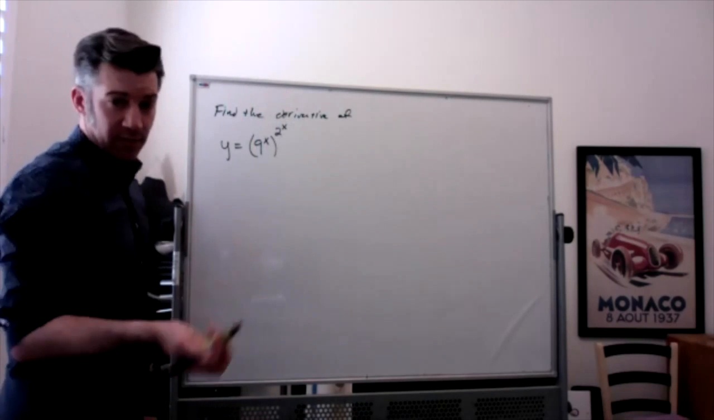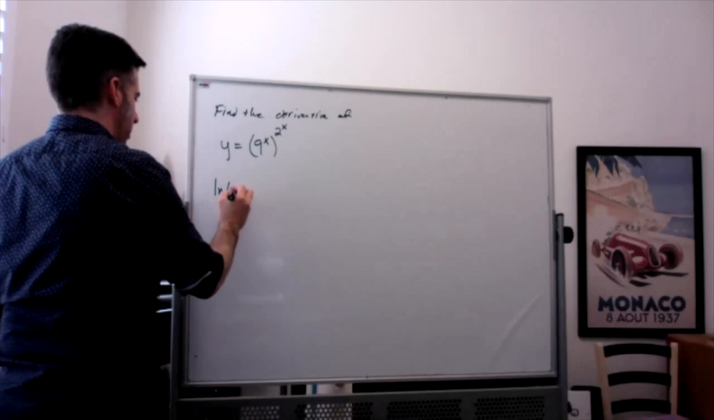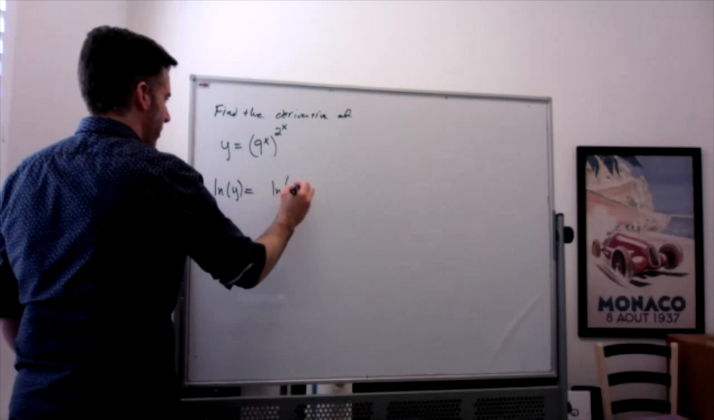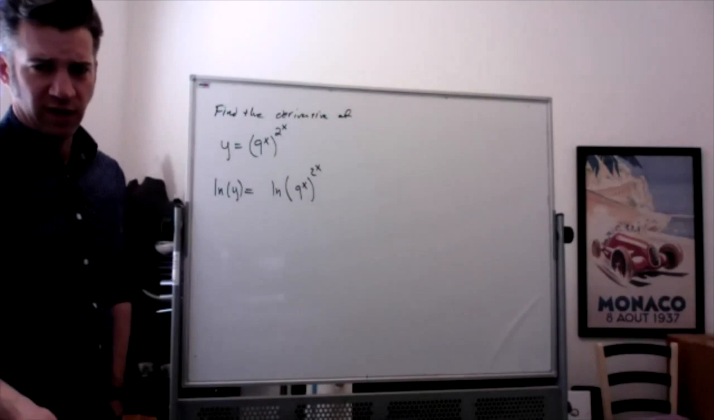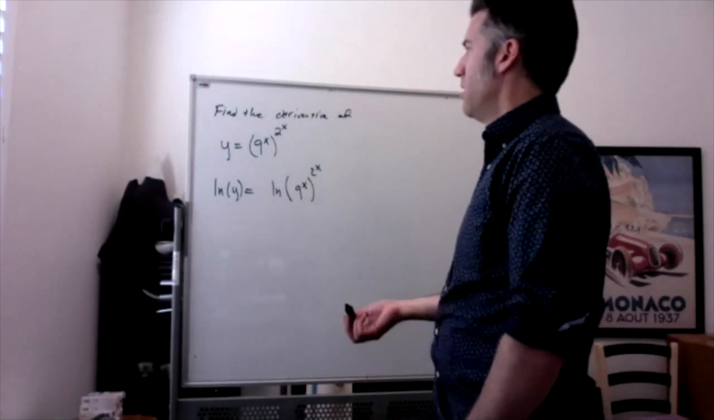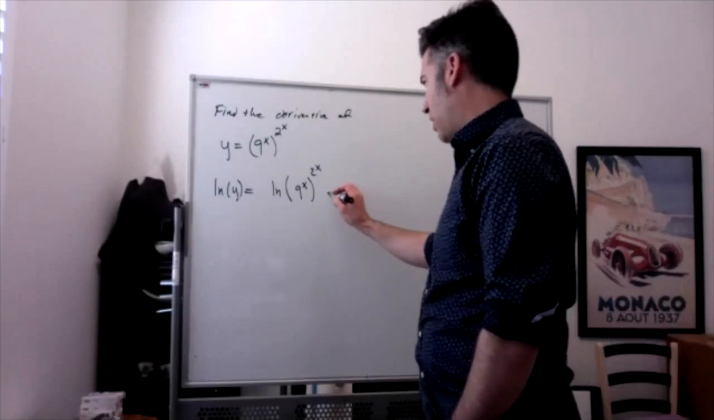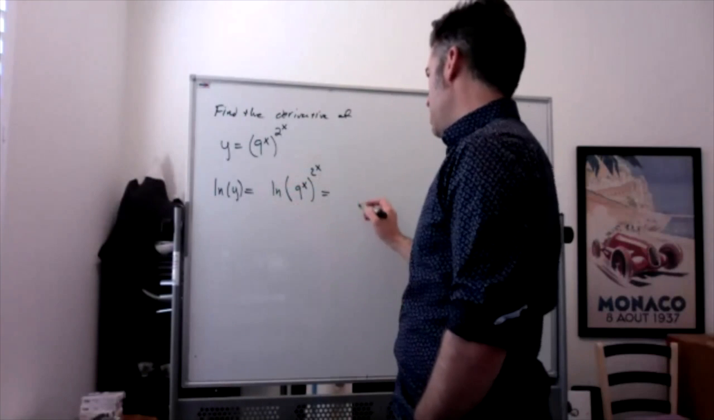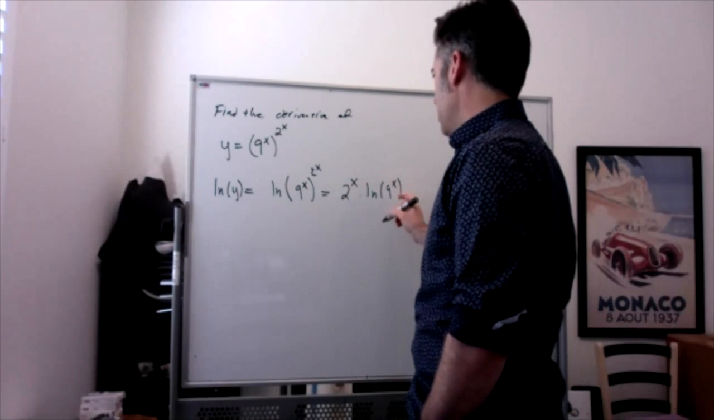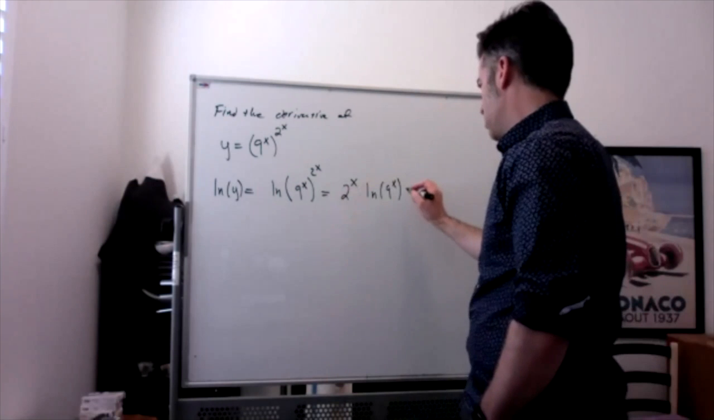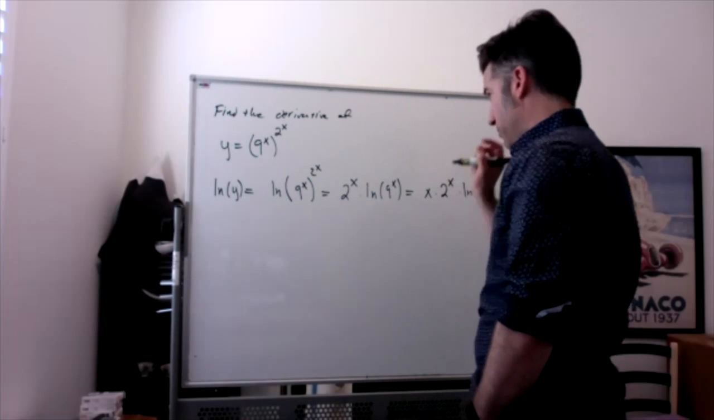Okay, so I'm going to do it definitely both ways. Awesome, cool. So the natural log of y equals the natural log of 9 to the x to the 2 to the x. Now this is a little bit super funky. Let's actually, I'm going to show you guys a few things here. So I'm going to bring down my power. So this is equal to 2 to the x times the natural log of 9 to the x. But then I can also bring down the x. So it's really x times 2 to the x times the natural log of 9.